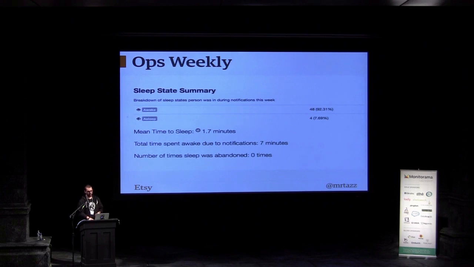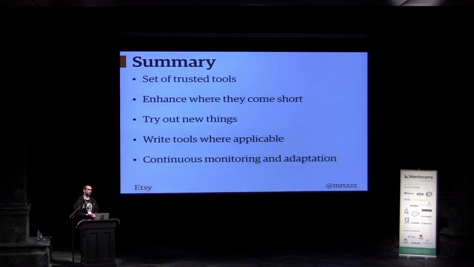And yeah, so in conclusion, we use a set of tools that we know and trust, and we enhance them where they don't actually do 100% of the things we want them to do. We try out a lot of new things to figure out where new technologies could fit into the infrastructure. And we write tools around them to make them work for us where we think it's lacking. And we continuously try to monitor everything, even our monitoring, to figure out, do we actually do the best we can? And then we adapt the tools to what we want them to do.